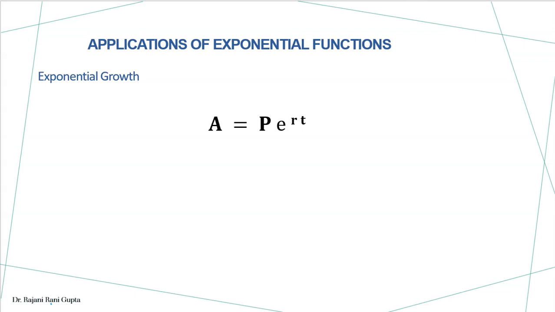Now, what do A, P, R, and T represent? P represents the initial value. If we want to know what the population of one place will be after, say, 10 years, first we should know the initial population. That is what is represented by P, the initial value. R means the rate of growth or rate of increase. And T stands for time. Generally, it is the number of years, days, or weeks.